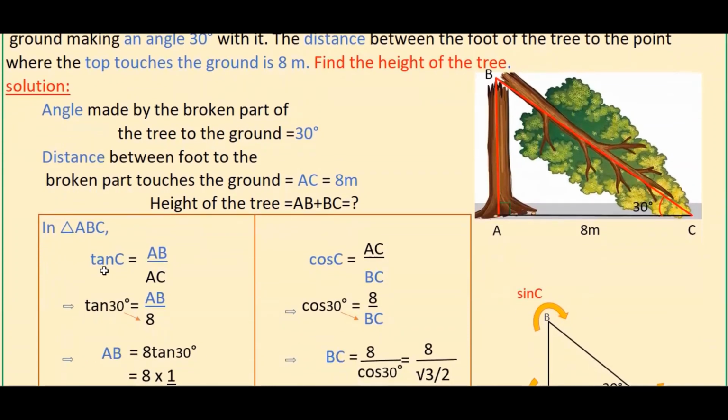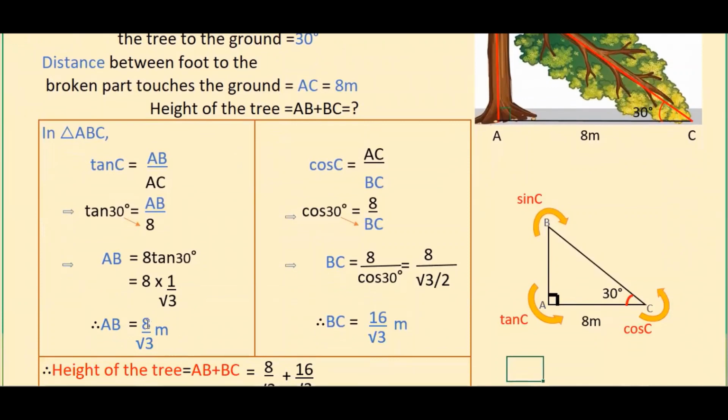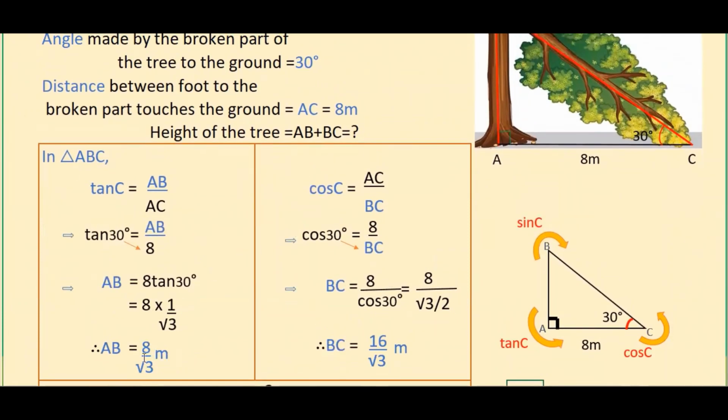So apply the values here. Angle C is 30 degrees. So tan 30 is equal to AB by 8. So AB is equal to 8 into tan 30. Tan 30 degrees is 1 by root 3. So AB is equal to 8 by root 3 meters.